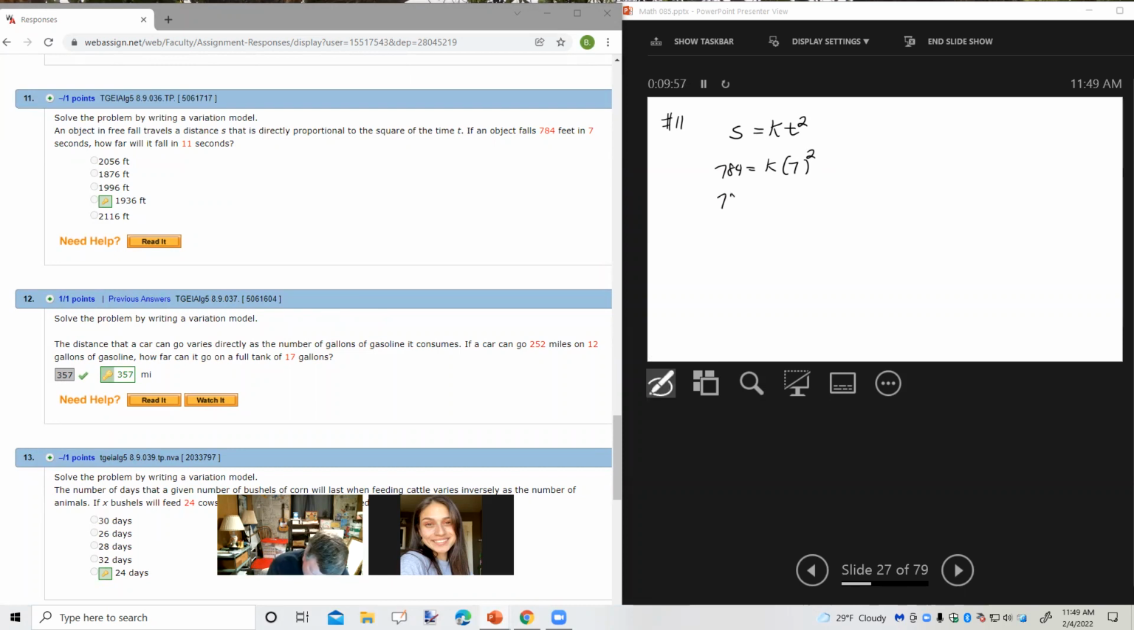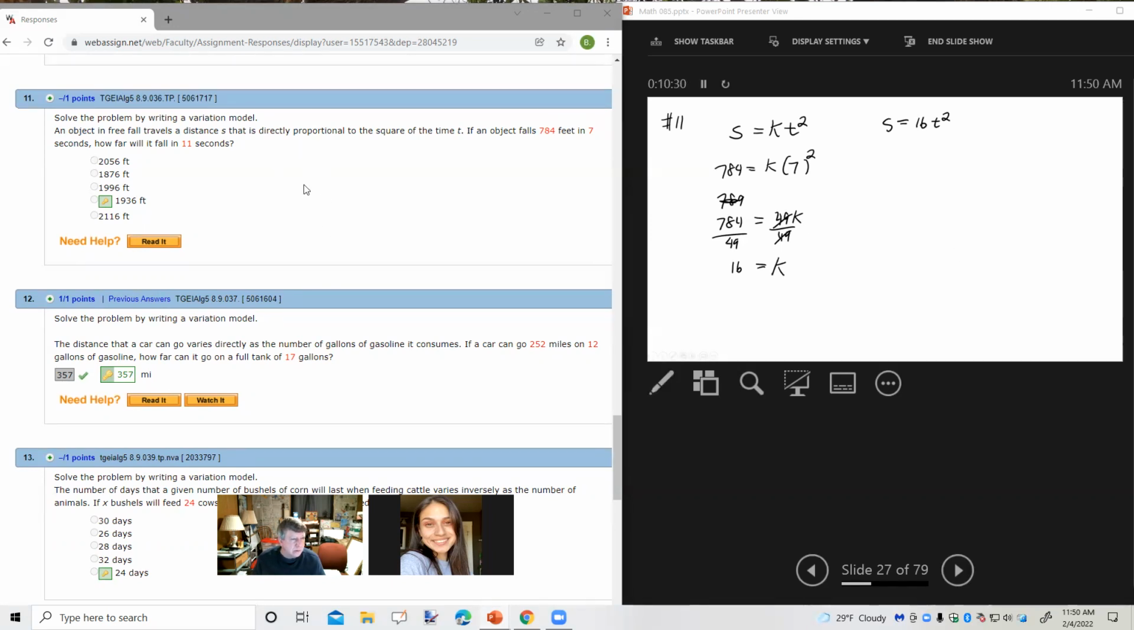So first of all, 7 squared is 49, so we've got 49k. Divide both sides by 49. K equals 784 divided by 49. Now this comes out to a nice number, 16. So now s equals 16 t squared.